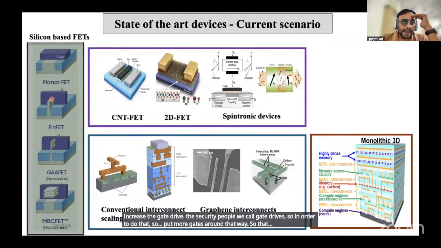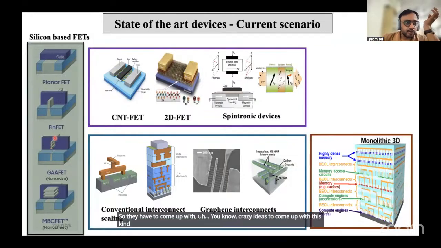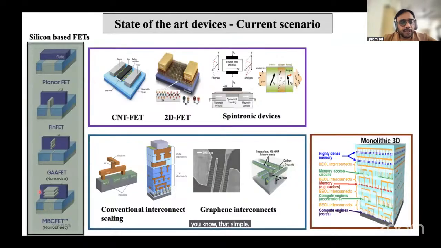But these are all backed by something called process people. They have to come up with crazy ideas to come up with this kind of process, gate all around. It's not that simple. Similarly, now people are working on complementary FETs and all. That is one area on silicon.